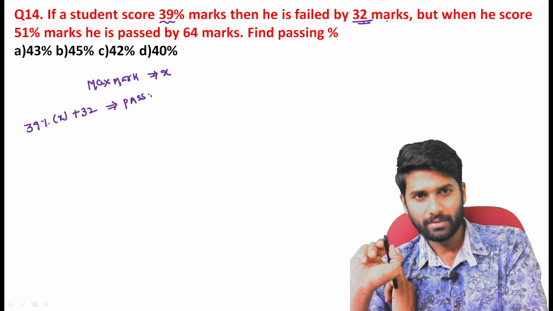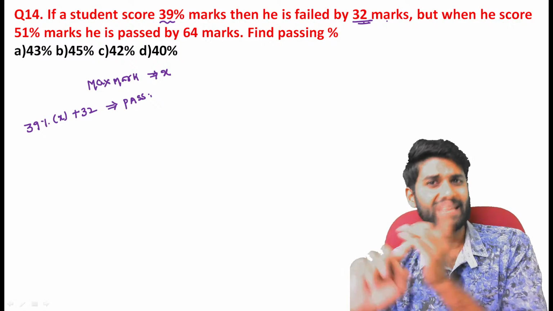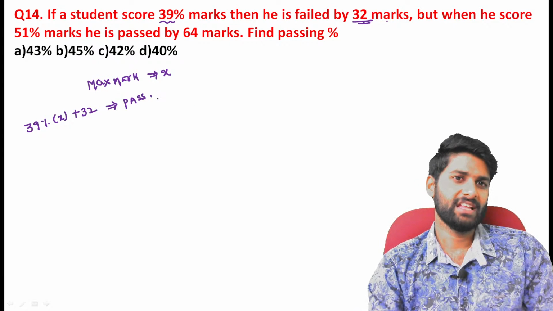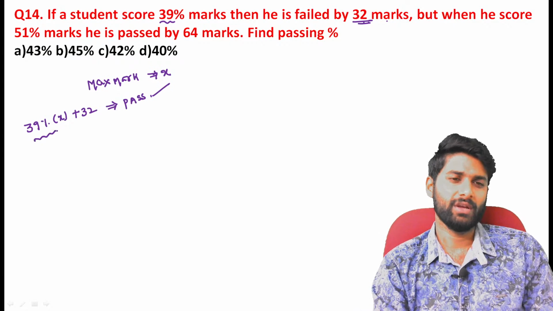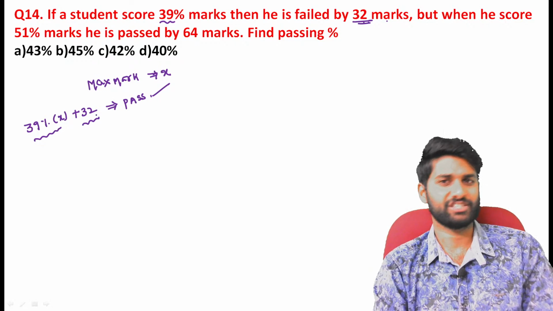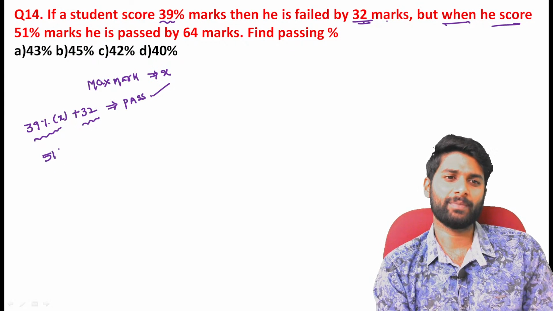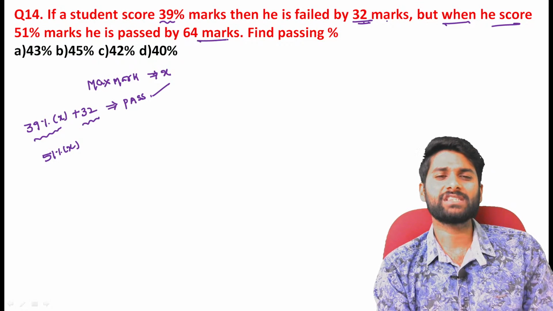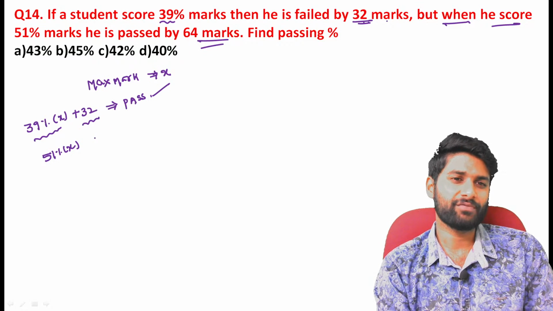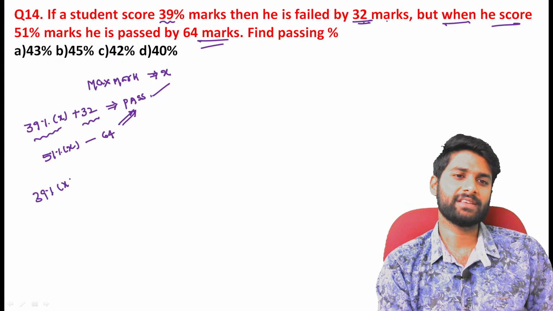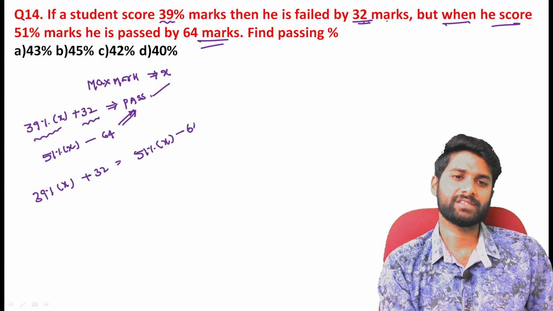What is the information? See, if a student scored 39% of marks, then he failed by 32. If those 32 marks he was getting, definitely the person was pass. That's why the pass mark of examination is exactly equal to 39% of maximum marks plus 32. Same information. But if he scores 51% of X, then he got 64 more marks. 64 more marks means if you want the pass mark, you can simply subtract 64. Now again you can get the pass mark. Now both the equations are equal. Now 39% of X plus 32 is exactly equal to 51% of X minus 64.